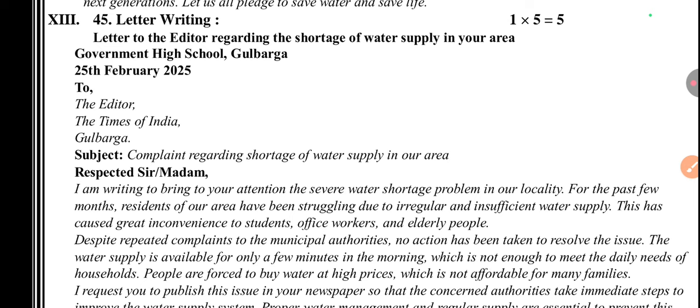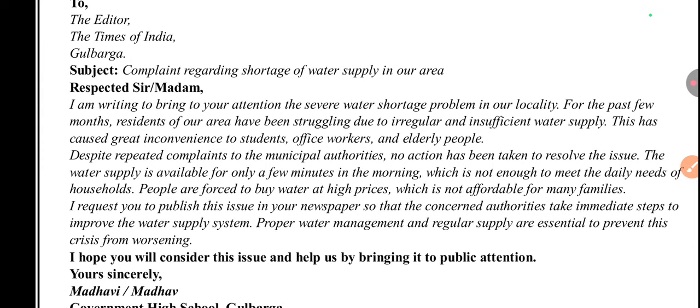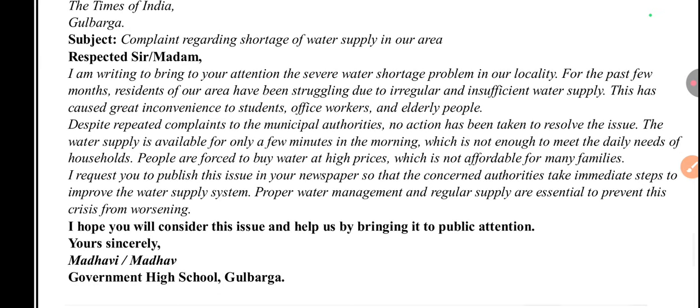Letter to the editor regarding a shortage of water supply in your area. Government High School, Gulbarga, 25th February 2025. To the Editor, The Times of India, Gulbarga. Subject: complaint regarding shortage of water supply in our area. Respected sir or madam, I am writing to bring your attention to the severe water shortage problem in our locality. For the past few months, residents of our area have been struggling due to irregular and insufficient water supply. This has caused great inconvenience to students, office workers, and elderly people.